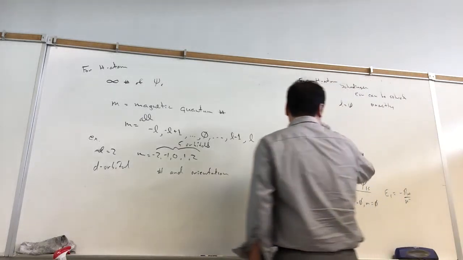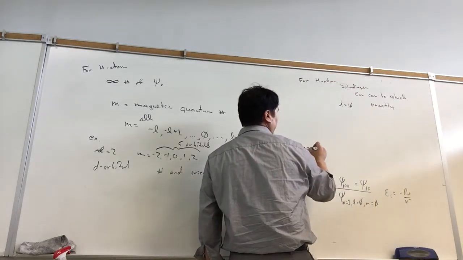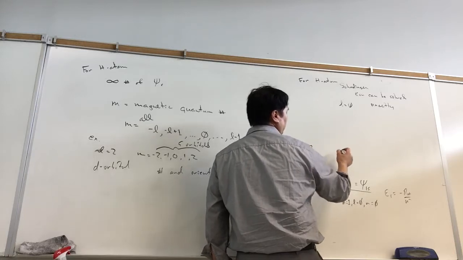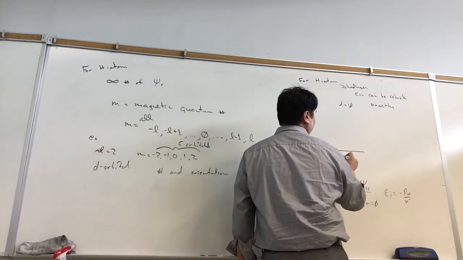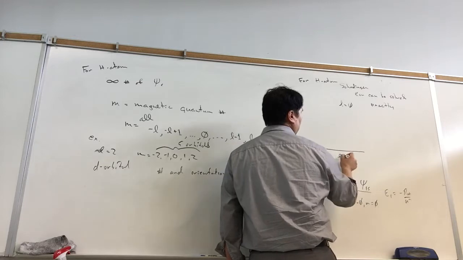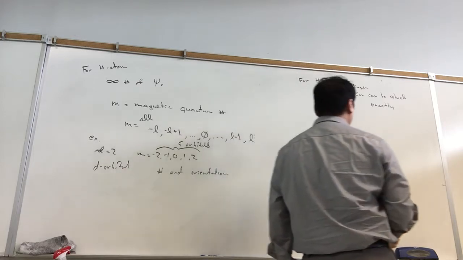Now when we go to the next allowed one, it will be n equals 2. When n equals 2, then we can have L equals 0, but we could also have L equals 1.